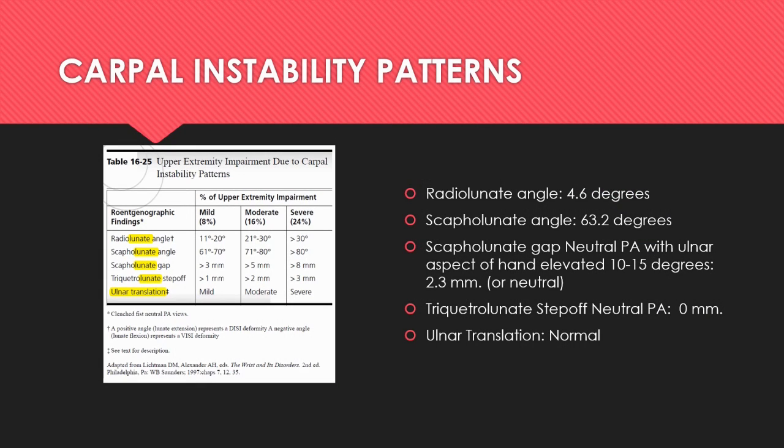So here's a summary of the findings. The radiolunate angle was 4.6 degrees, which is within normal limits. Scapholunate angle 63.2 degrees, which qualifies as a mild carpal instability. Scapholunate gap was 2.3 millimeters, which does not qualify for impairment. And the triquetrolunate step-off was 0, which does not qualify for impairment, and ulnar translation was normal.